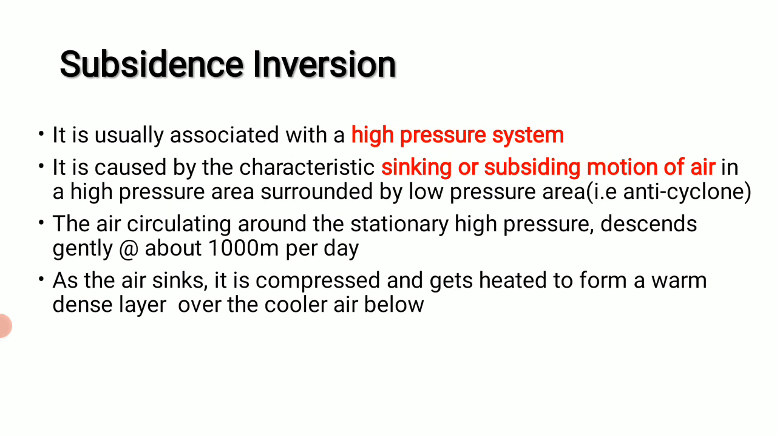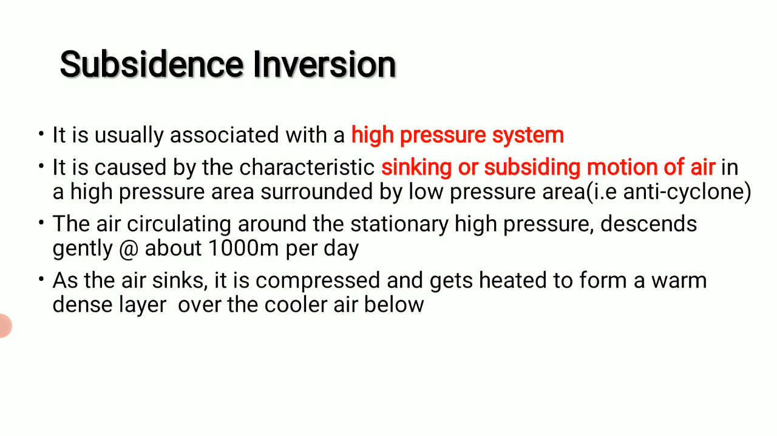Next comes the subsidence inversion. It is usually associated with a high pressure system, and it is characterized by the sinking or subsiding motion of air. That is, when there is a high pressure system such as an anticyclone, air will gradually sink into that high pressure zone, which is surrounded by a low pressure area, and the air circulating around the stationary high pressure descends at the rate of 1000 meters per day, and as the air sinks it will get compressed and heated up to form a warm dense layer, and the layer above that portion will be cool air.